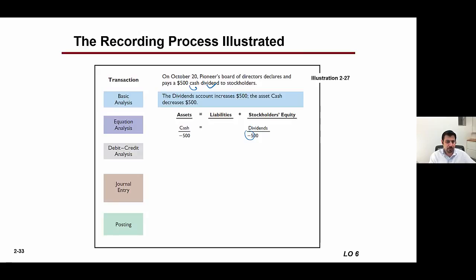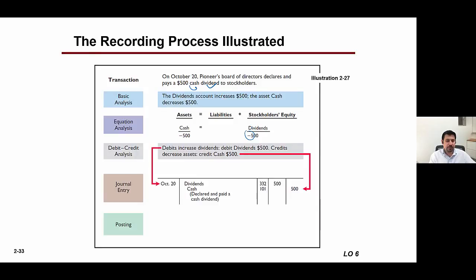Dividends have increased, so we debit dividends 500. The journal entry will be: the dividends account is debited 500, the cash account is credited 500, and the explanation would be declared and paid a cash dividend. Once again, we post this information to the appropriate account in the ledger.